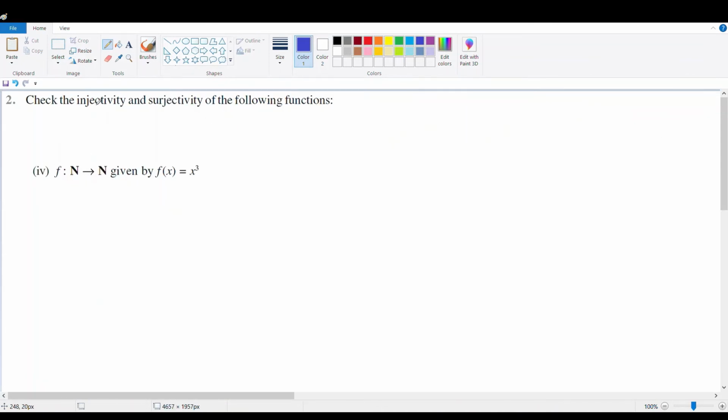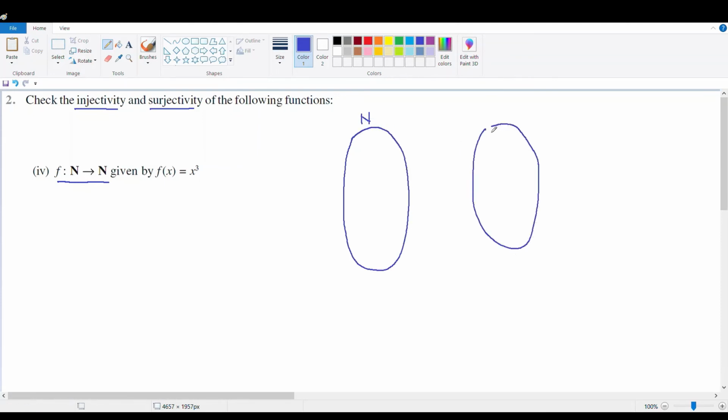Now, fourth part of this question. Again, you need to check injectivity and surjectivity of the following functions. And now we are doing this fourth one. Here you are given that your function is from natural numbers to natural numbers, so from N to N. That function is given from domain to codomain as f of x equals x cube.